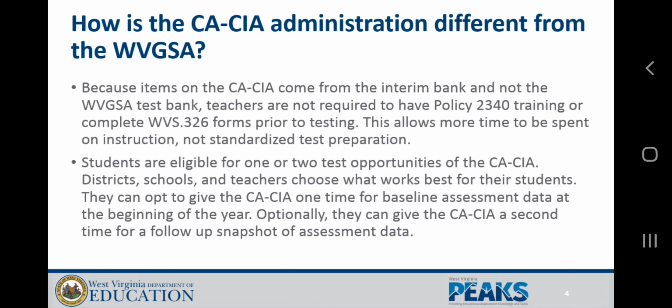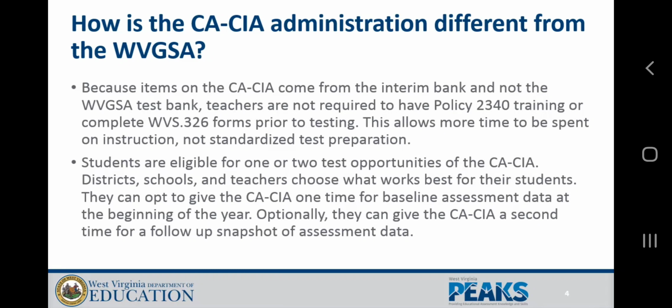How is the CA-CIA administration different from the WVGSA? Because items on the CA-CIA come from the interim bank and not the WVGSA test item bank, teachers are not required to have Policy 2340 training or to complete the WVS 326 forms prior to testing. This allows more time to be spent on instruction, not standardized test preparation.